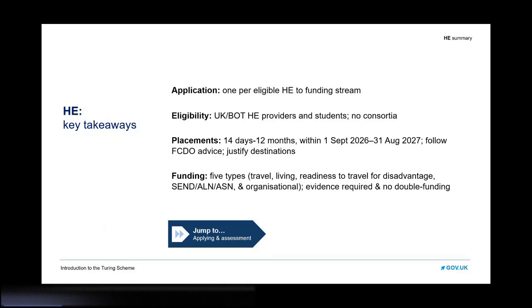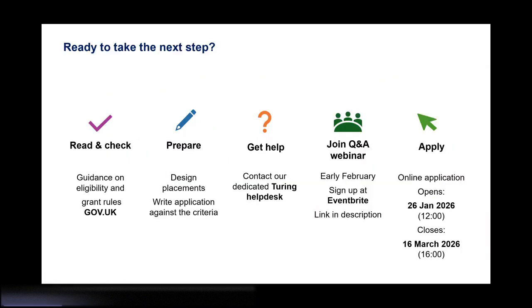Follow FCDO travel advice from gov.uk and justify the destinations chosen in your application. Make sure that you understand the 5 funding pots and the compliance requirements. For full rules and how to apply, read the HE guidance on gov.uk. We'll take you through the next steps.